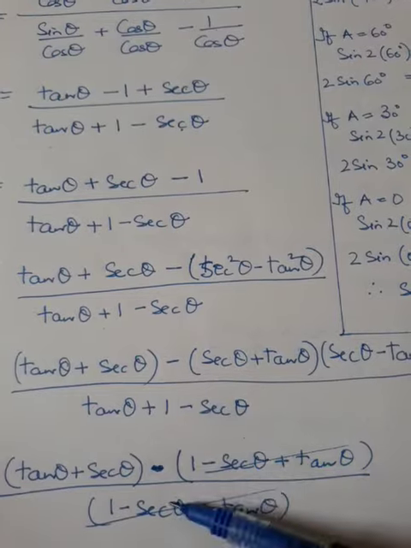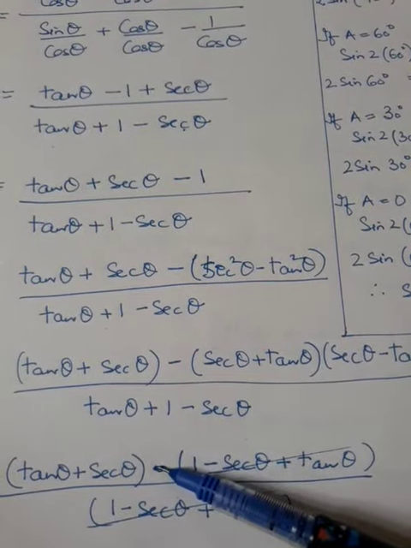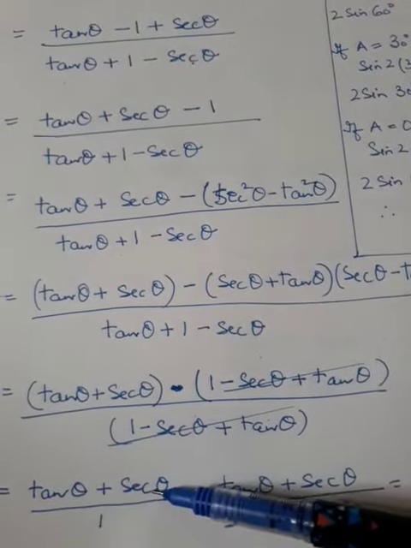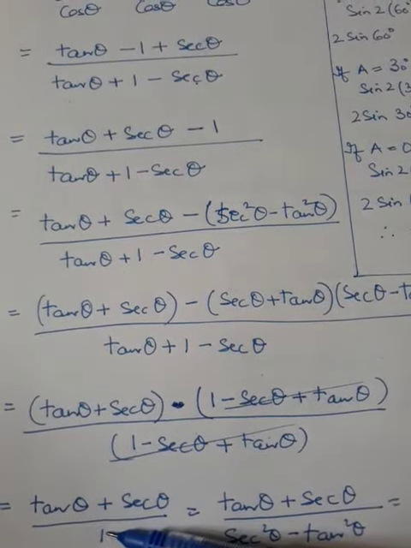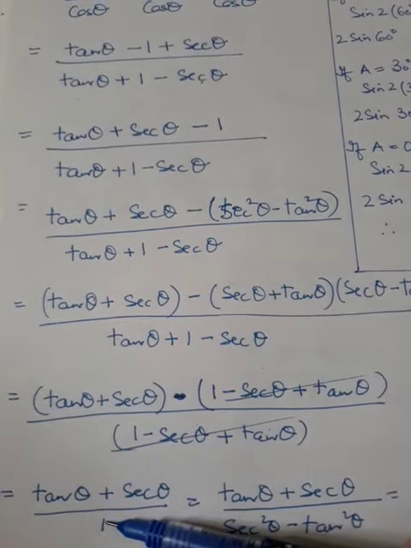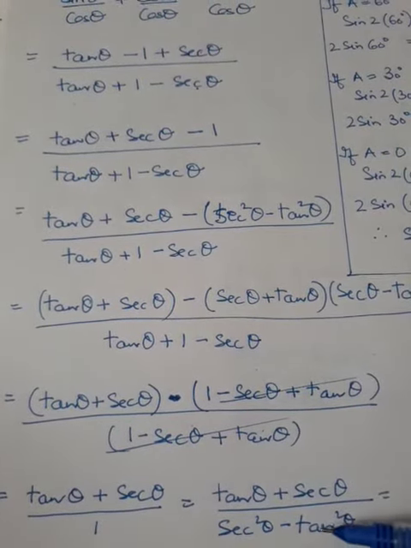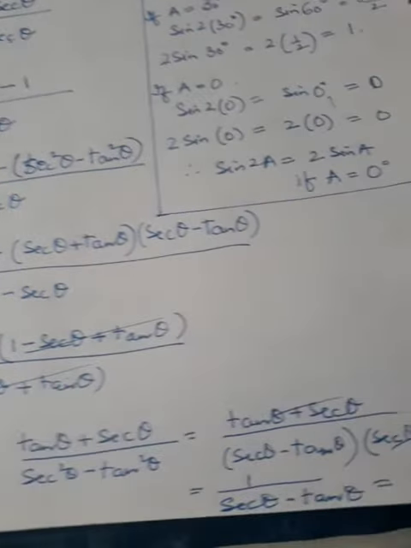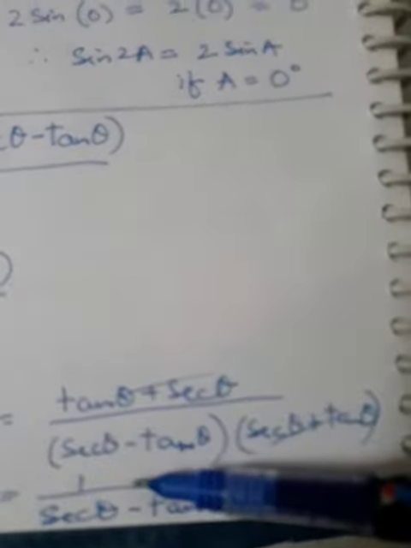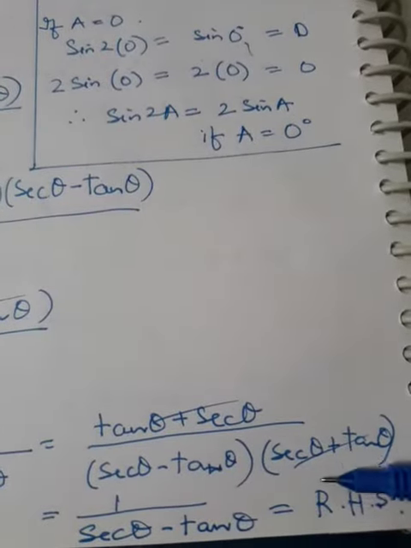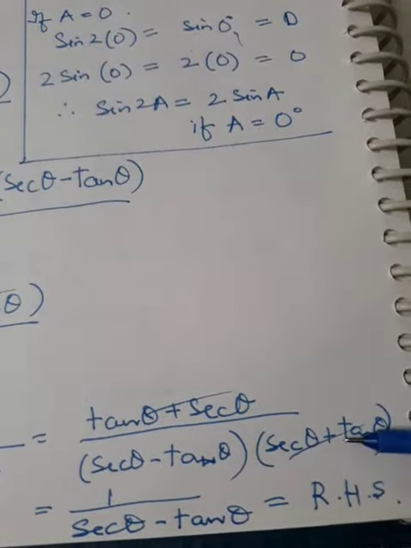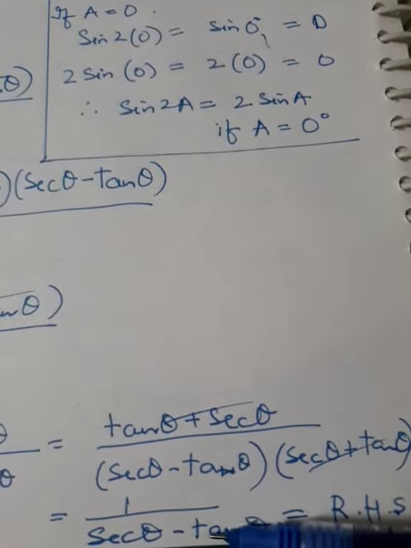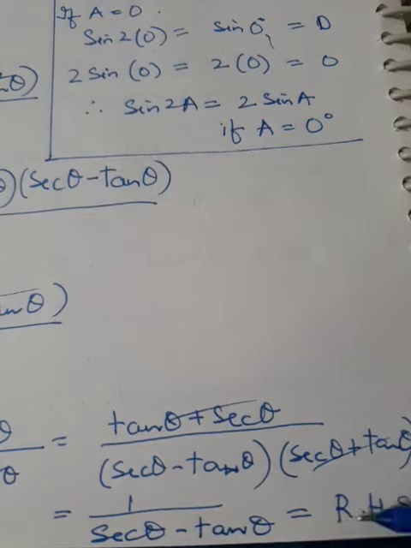So these two cancel. Here we have a multiply sign, there is no plus sign here. So what is left is tan theta plus secant theta, and in the denominator we have the 1. Again we substitute here 1 as secant square theta minus tan square theta. Then we again use the formula a plus b, a minus b, that is secant theta minus tan theta, secant theta plus tan theta. This secant theta plus tan theta cancels, so we are left with 1 upon secant theta minus tan theta, which is our RHS.